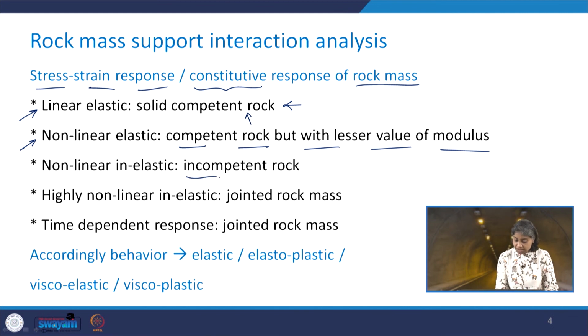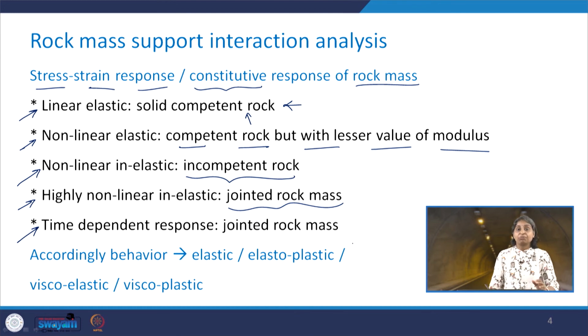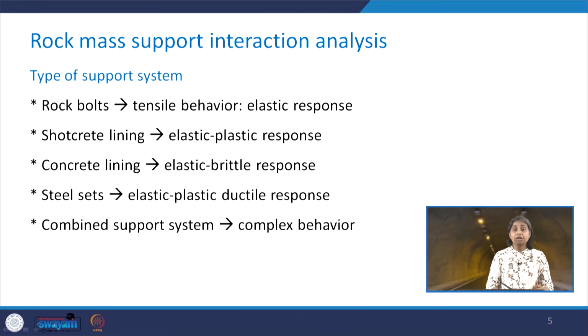In case you have the incompetent rock, then one can observe non-linear inelastic stress strain response. In case of the jointed rock mass, one can have highly non-linear inelastic stress strain response, and some of the jointed rock mass also exhibit time dependent stress strain response. So, based upon what type of rock or rock mass that you have, accordingly their behavior can be either elastic or elastoplastic or viscoelastic or viscoplastic. So, this is about the behavior of the rock mass.